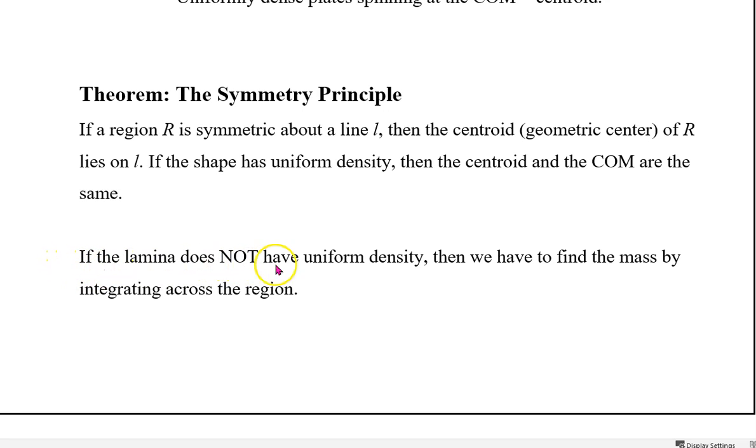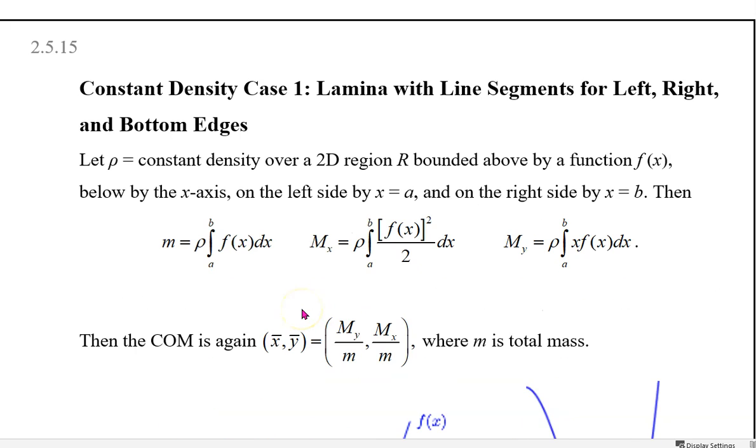Remember though, if the lamina does not have uniform density, then we have to find the mass by integrating across the region. We're going to look at a couple of different cases. This is constant density, which is case 1. A lamina with line segments for the left side, the right side, and the bottom edges, and rho being a constant over some two-dimensional region R.